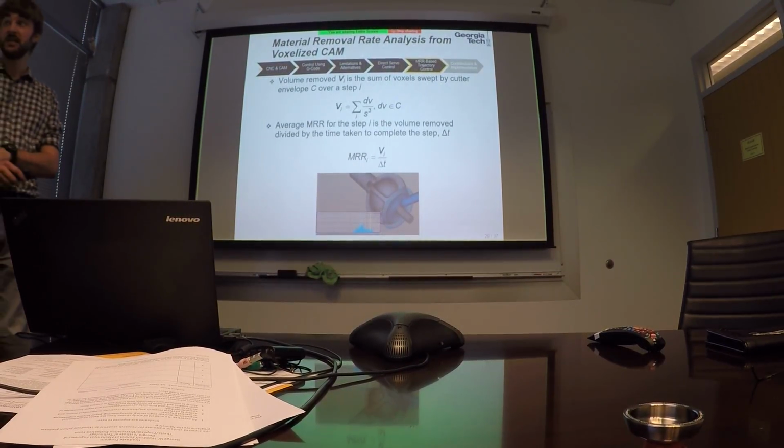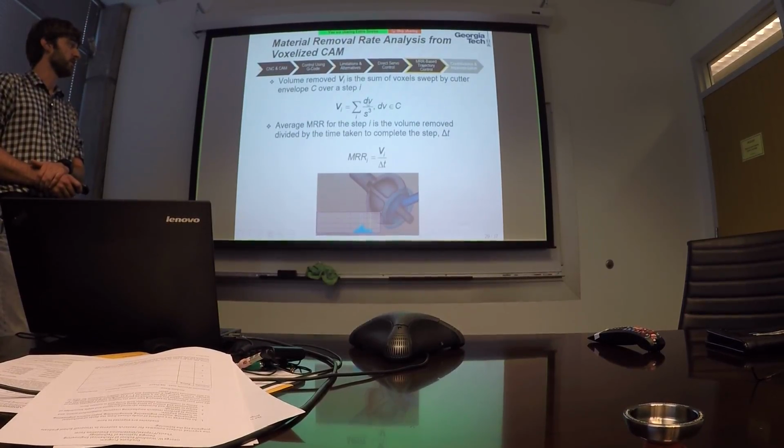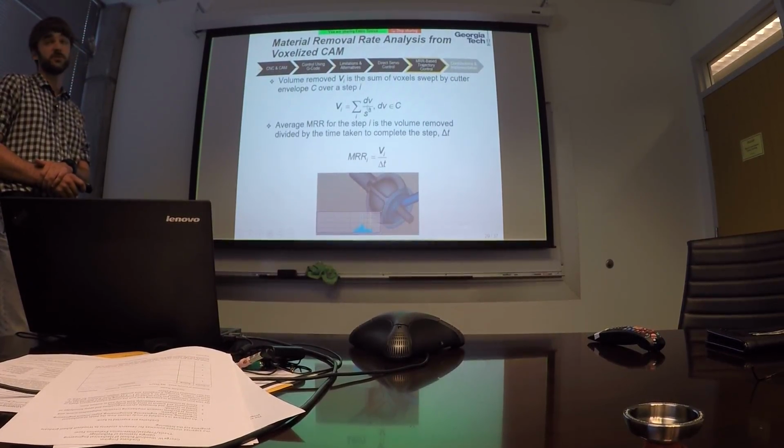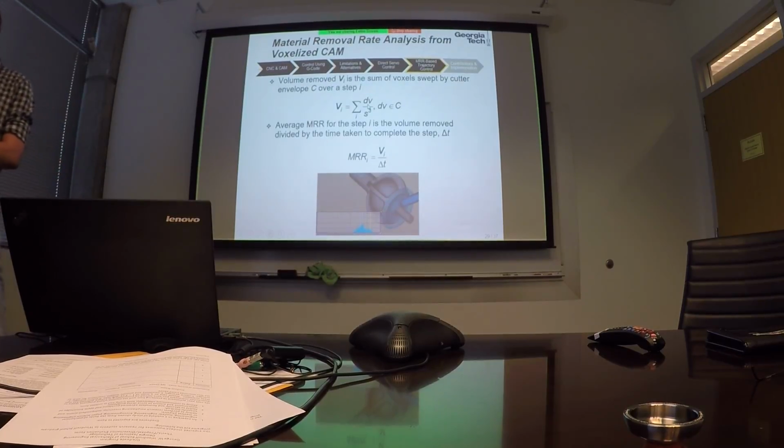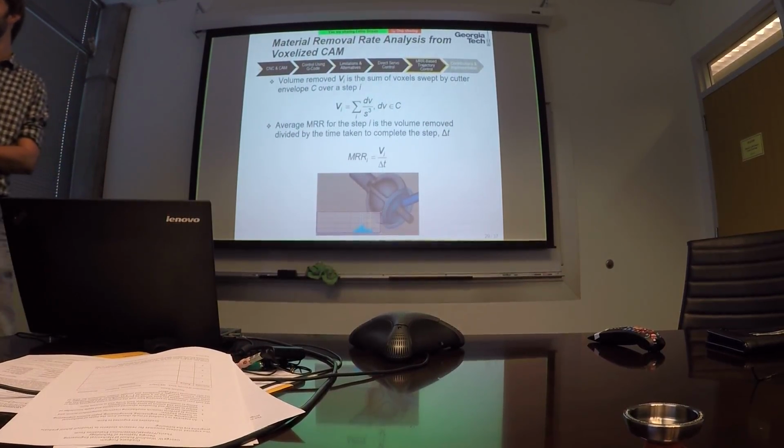Sorry. Is dV actually the volume swept in one step? dV is actually the number of voxels, so we sum up the voxels swept in one step, and then we multiply by the volume of each voxel. I thought that the summation would be a summing up.